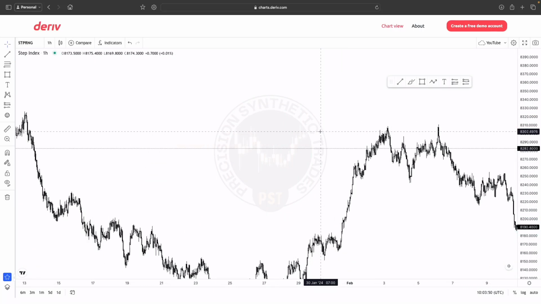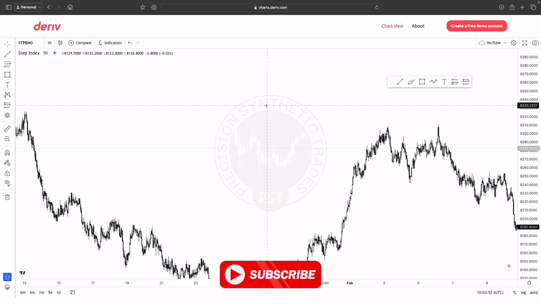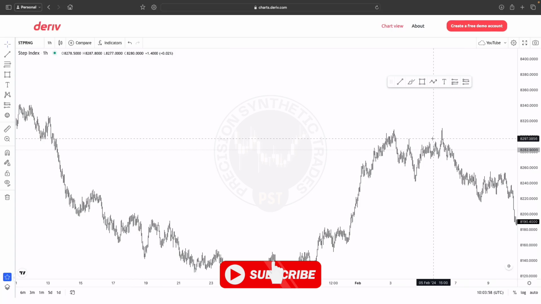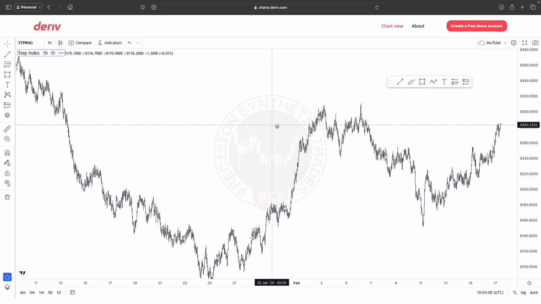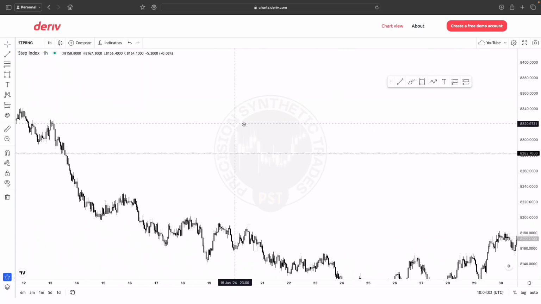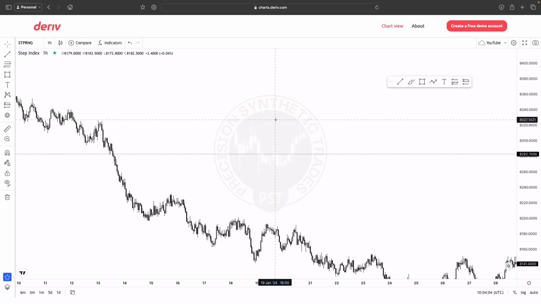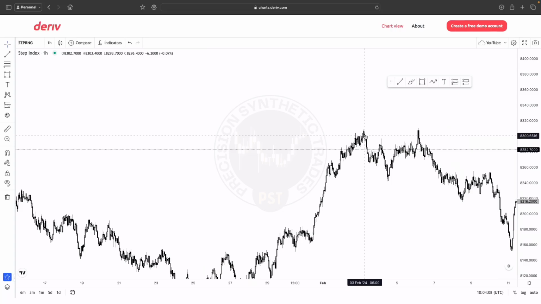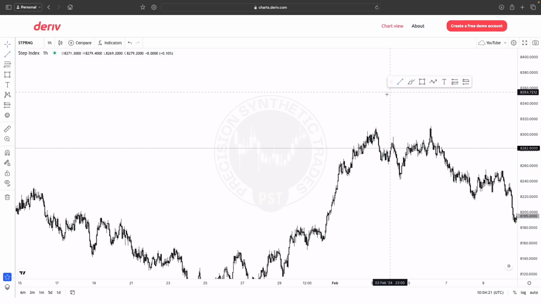All right, so let's quickly look at this example. Now we are on the step index on the 1 hour. I just zoomed out a little bit so that you guys can just see. So as you can see here, this is a difficult one, so that's why I'm showing it. As you can see, where did price react from here? Where did price react? You see there's a huge down move there. Now, why did it react from there?